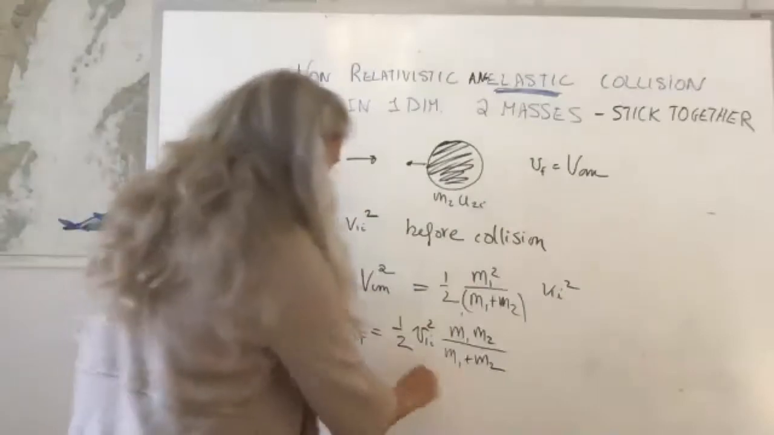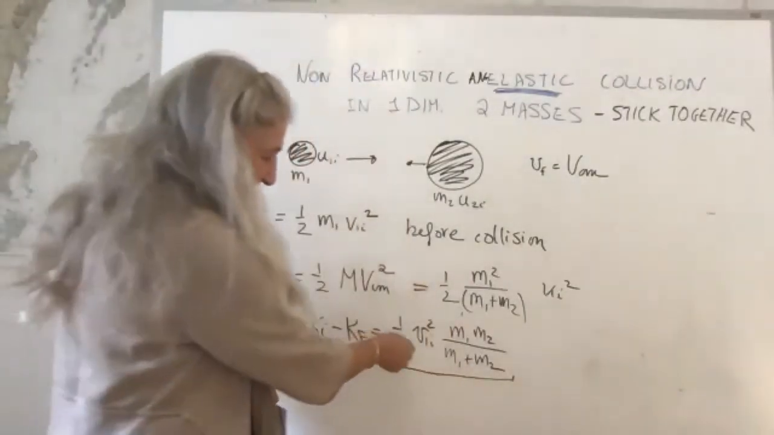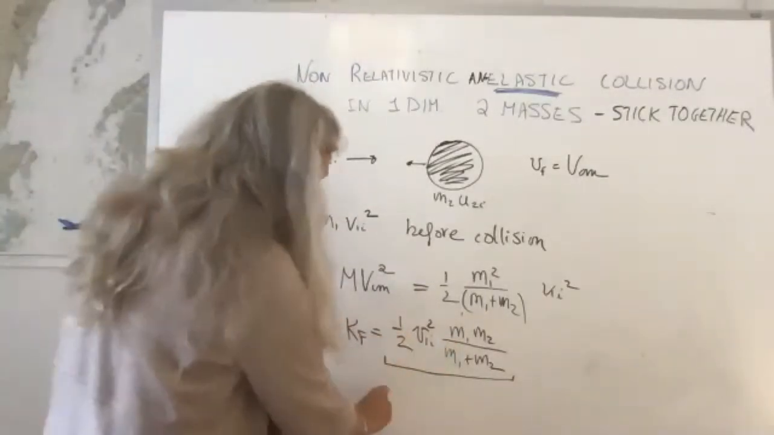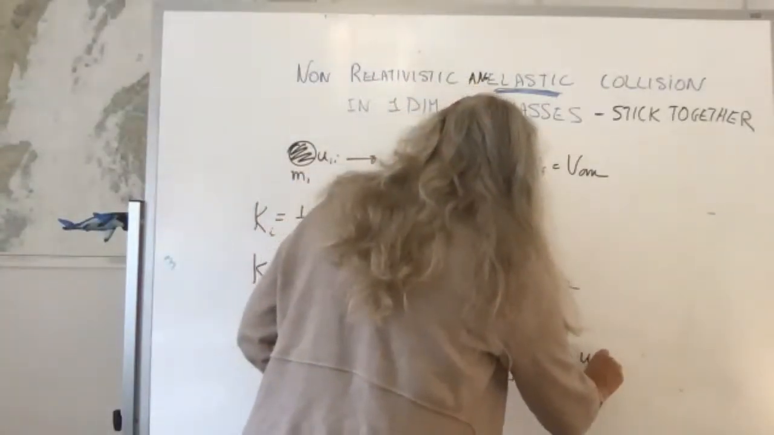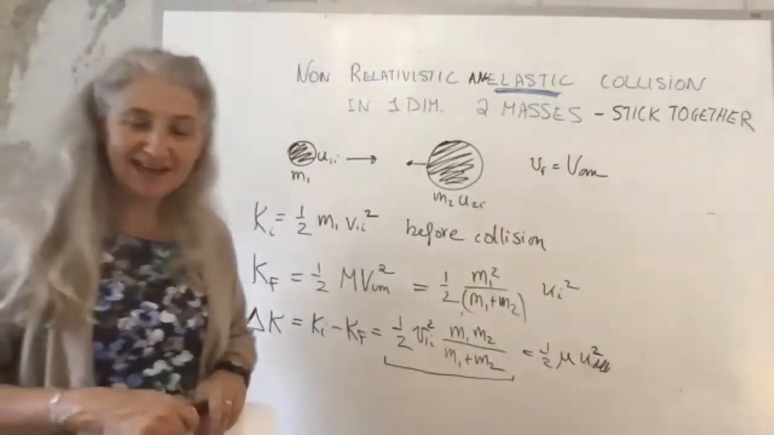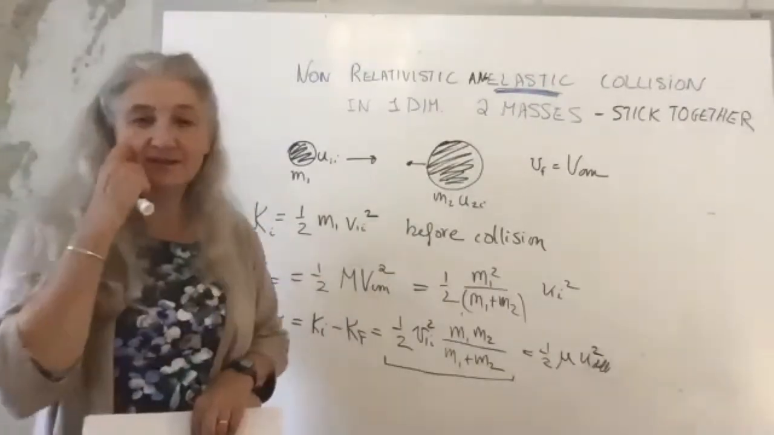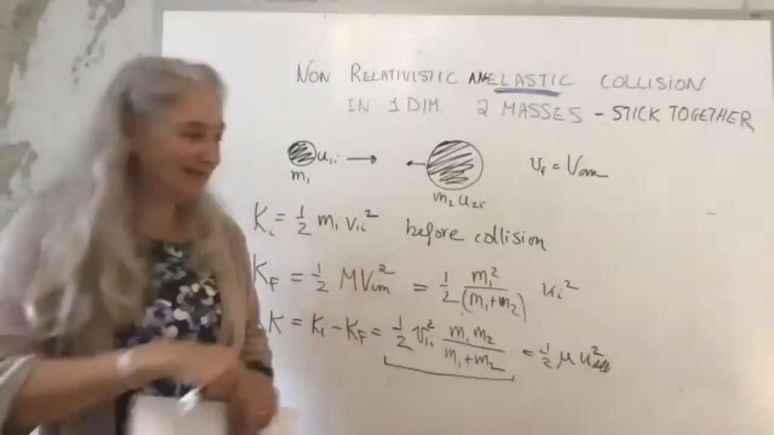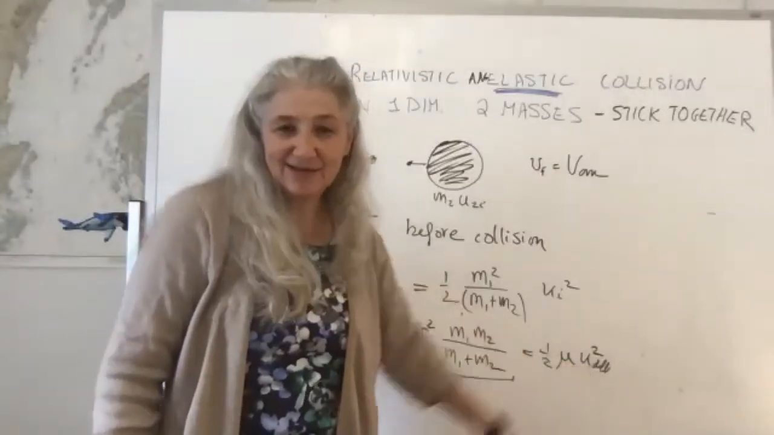So if you look at this, you recognize it actually. This is the same thing as mu times the velocity difference. So we could write this as 1/2 mu u diff squared. Remember, kinetic energy for a two-body system you can write as the translational kinetic energy of the center of mass, plus the relative kinetic energy, which has the reduced mass times the velocity difference squared.